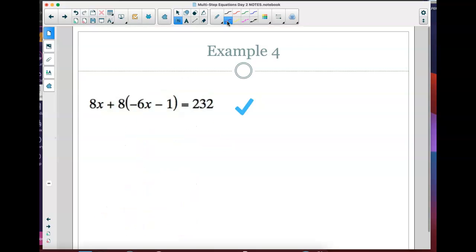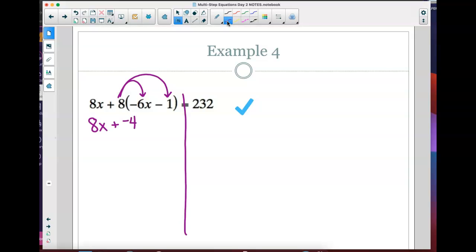All right, last one. Draw a line by the equal sign. What am I distributing? That's always going to be my first step when there's parentheses. What should I distribute? Yeah, you only distribute whatever's right in front of the parentheses. So we still have the 8x in front. So put the 8x there, plus negative 48x minus 8 equals 232.